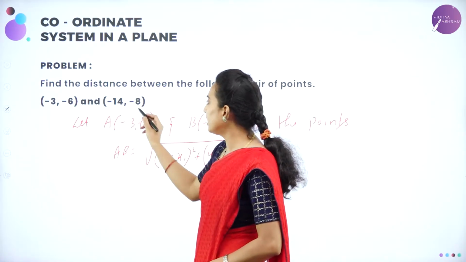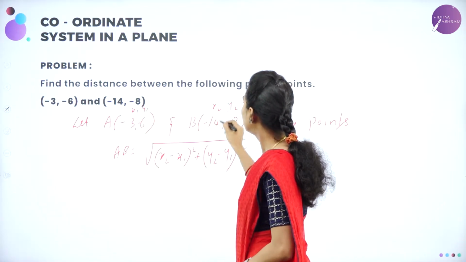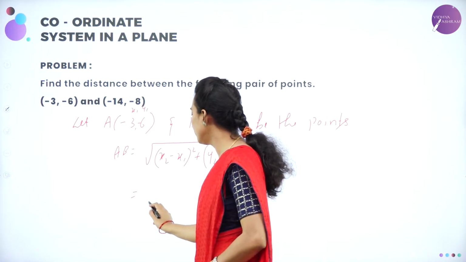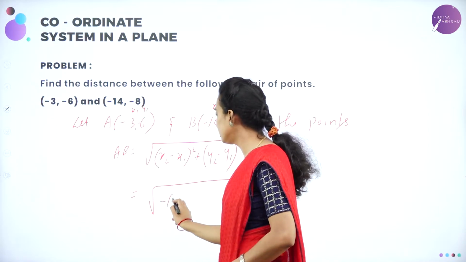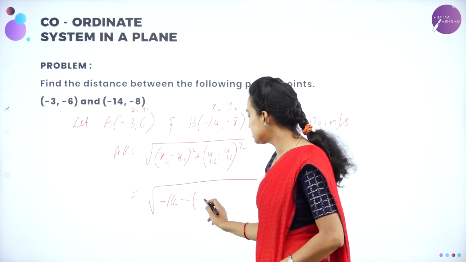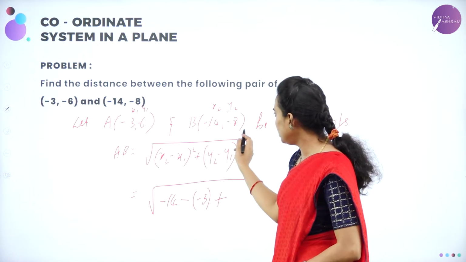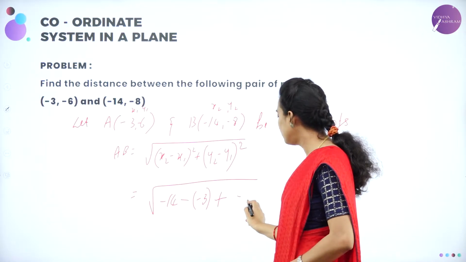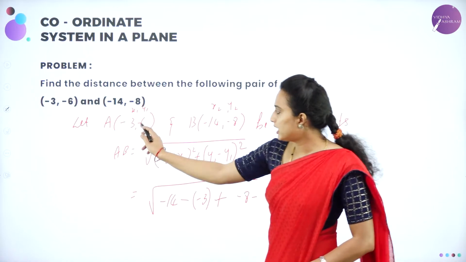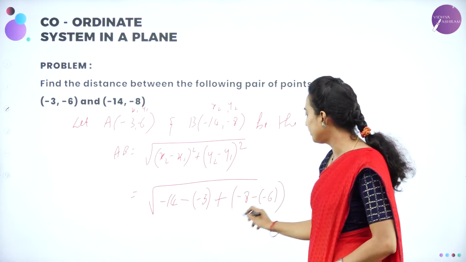Here you can take anything as x1, y1 and x2, y2. So minus 14 minus of minus becomes plus. Therefore you can write it as minus 14 minus, as it is, minus 3, whole squared. I am writing plus, because y2 is minus 8, so minus 8 minus, here one minus I am writing as it is, another minus is here, minus 6. Minus of minus 6, whole squared.